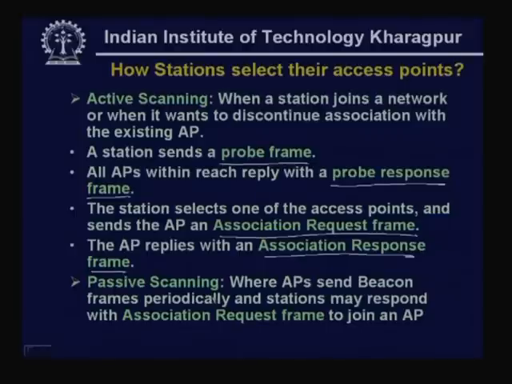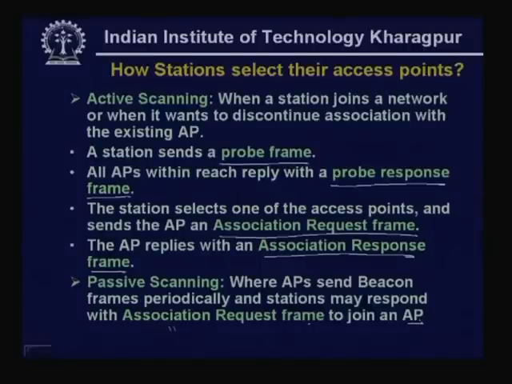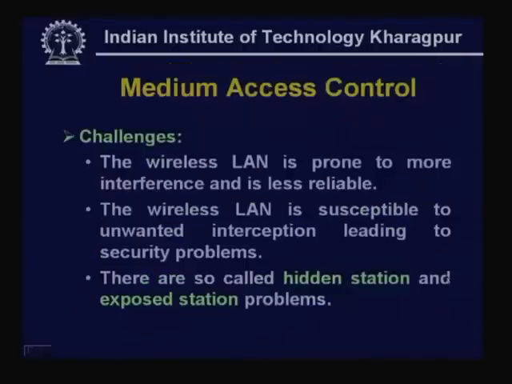The second approach is passive scanning, where access points send beacon frames periodically and stations may respond with an association request frame to join an access point. In this case, a particular access point can advertise, hey, is anybody there to join me. So, it sends the beacon frames and then association request frames are generated by the mobile host to join a particular access point. Once the stations join an access point, the communication is done through that access point.